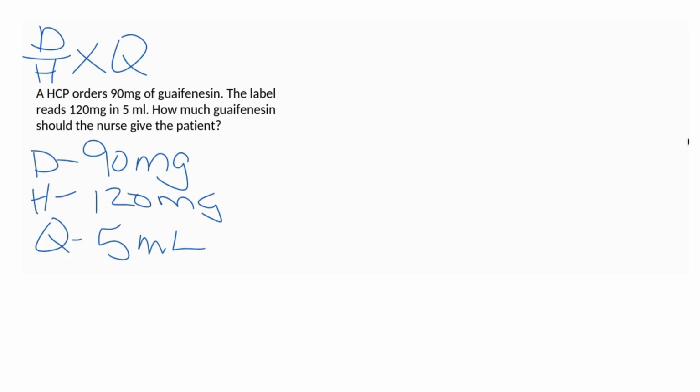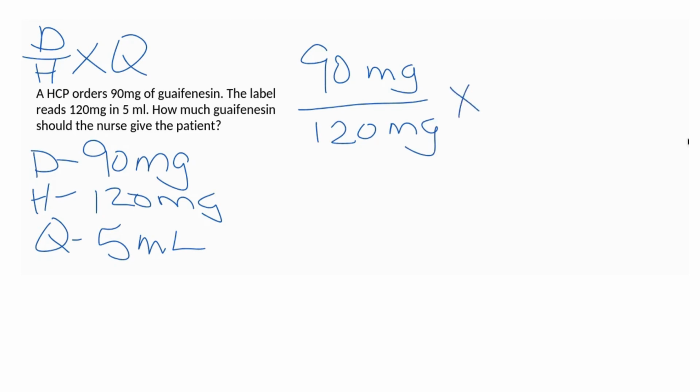So let's plug it in and check our units. We have 90 milligrams over 120 milligrams. This is our D over H times our quantity, 5 milliliters. So if we check our units here, milligrams and milligrams match, so we don't have to convert anything. Everything is in the right unit, milligram to milligram.